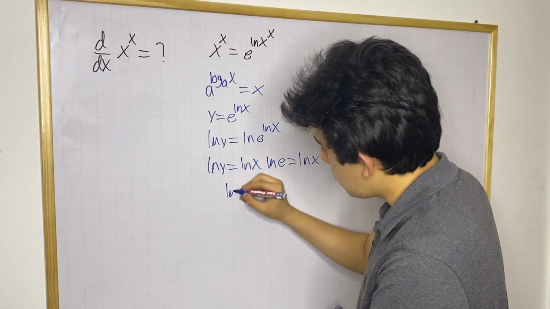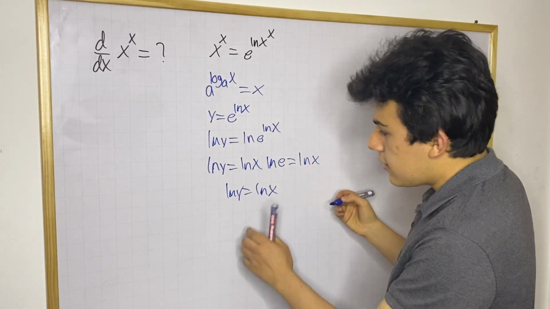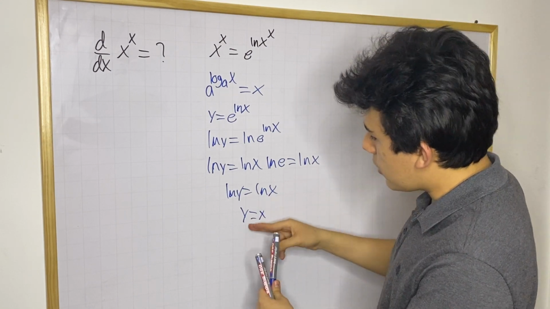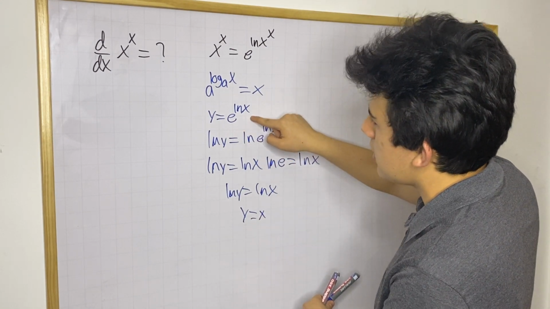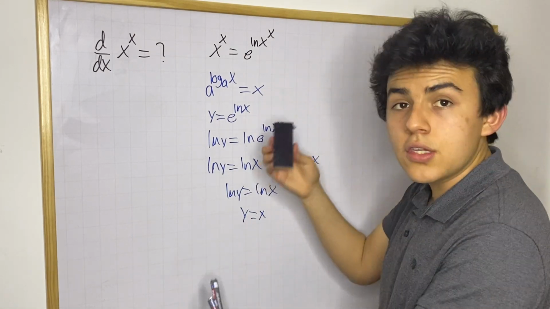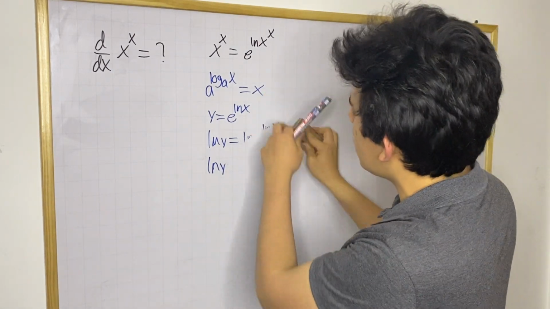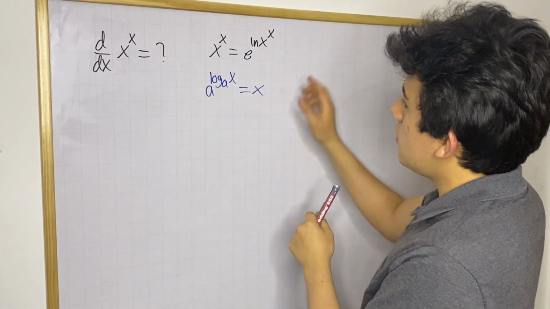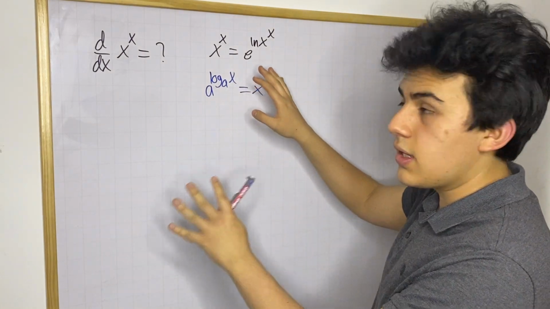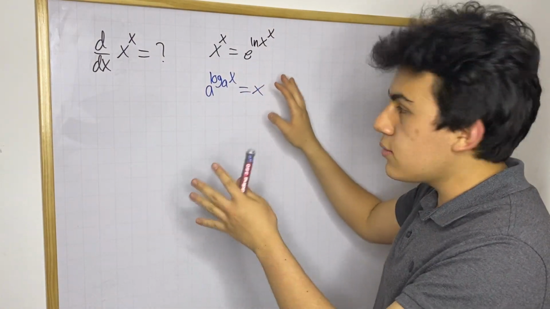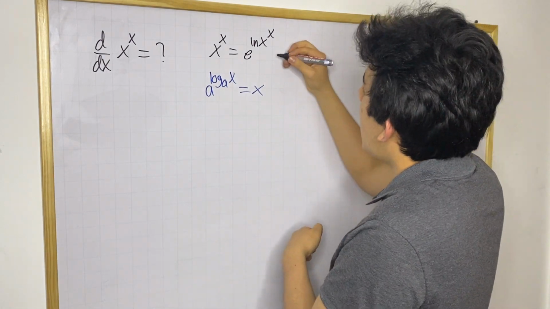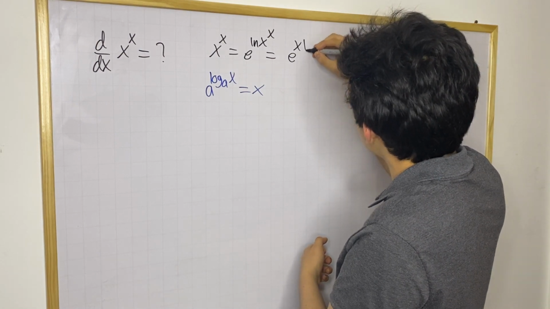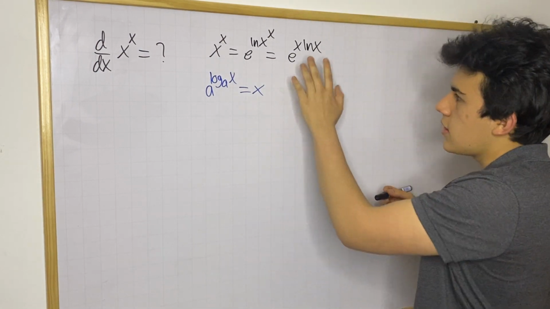So you have that ln y equals ln x, and since you're taking the log on both sides, that means that y is equal to x, and if y equals x, then x equals e to the ln x, okay? Because we said that y is also equal to e to the ln x. That's basically the proof for that equation. It is very important that this is clear to you because you need to understand that this equation is true, okay? We didn't come up with this just because; this equation is true and you just saw the proof.